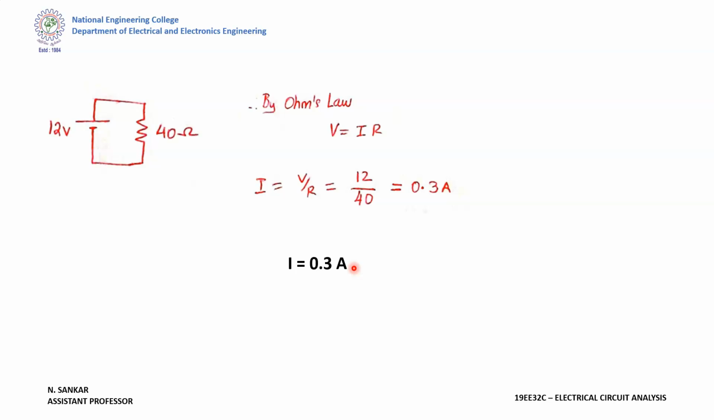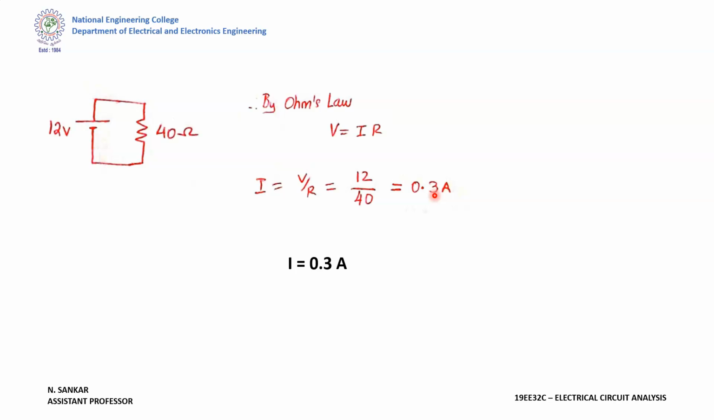Instead of finding R equivalent, you may be asked to find the total current or total power supplied by the circuit. In that case, if they ask for the total power supplied by the circuit, then you have to find R equivalent, since V is given. Based on these two, you can find the power by the V square by R formula, or you can go for I, and from I we can find the power by V into I, that is 12 into 0.3, which will be equal to 3.6 watt.